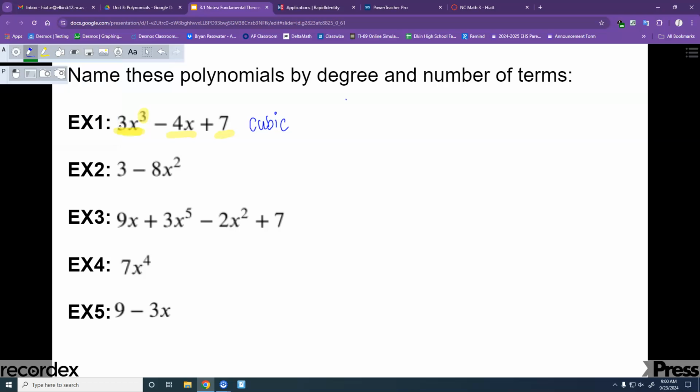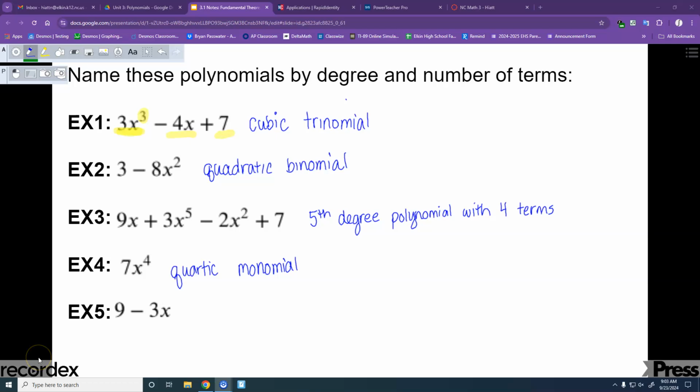All right, so I've got 1, 2, 3, and 3 terms is a trinomial. Right? Does that make sense? All right, you guys just try the others. Name all of those for me. Four instead of 2, so I don't really know where that name comes from, and I need to look that up. All right, the last one is a little bit tricky.